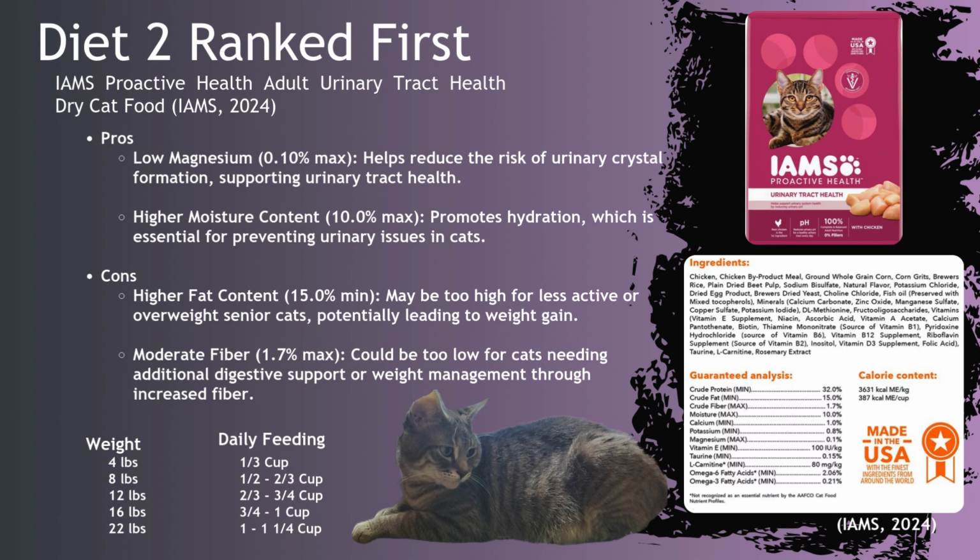The cons to this diet would be high fat content, 15% minimum, may be too high for less active, overweight senior cats, potentially leading to weight gain and more urinary tract issues. Also has a moderate fiber of 1.7 max, could be too low for cats needing additional digestive support or weight management through fiber increase. Again, you will see the weights and the daily feeding schedule.